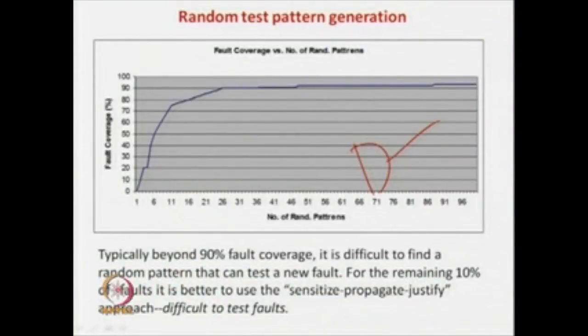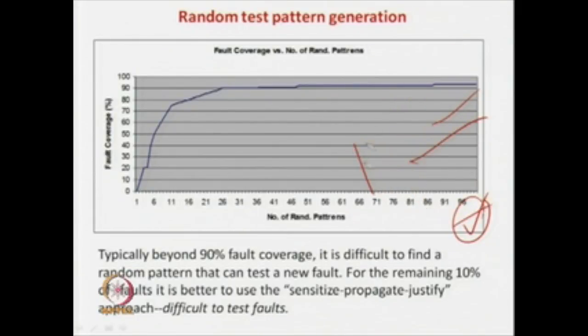Maybe there are multiple paths to propagate the fault to the output. Say for example, if there is an AND gate over here, the fault can be propagated through here, through here, or through here. So you may try this one. Then what may happen is that you may not be able to justify it, or you may not be able to propagate it through this. Then you have to try through this path, and then through this path.